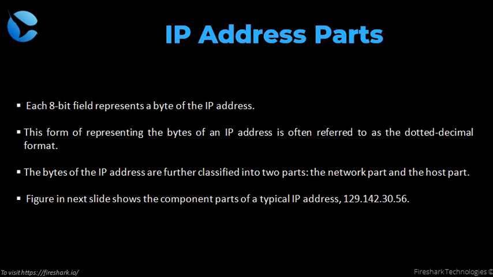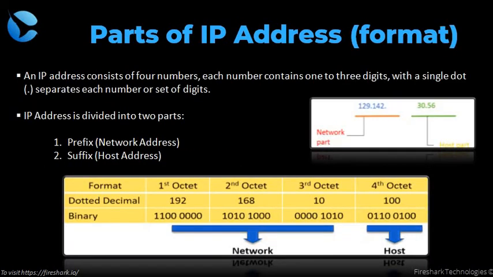For this process to work, an IP address has 2 parts. The first part of IP address is used as network address. We will see in a figure how the components of parts of a typical IP address are denoted in our next slide. The above figure shows how network part and host part are divided. The IP address 129.142.30.56, how it is distributed in network part and host part.